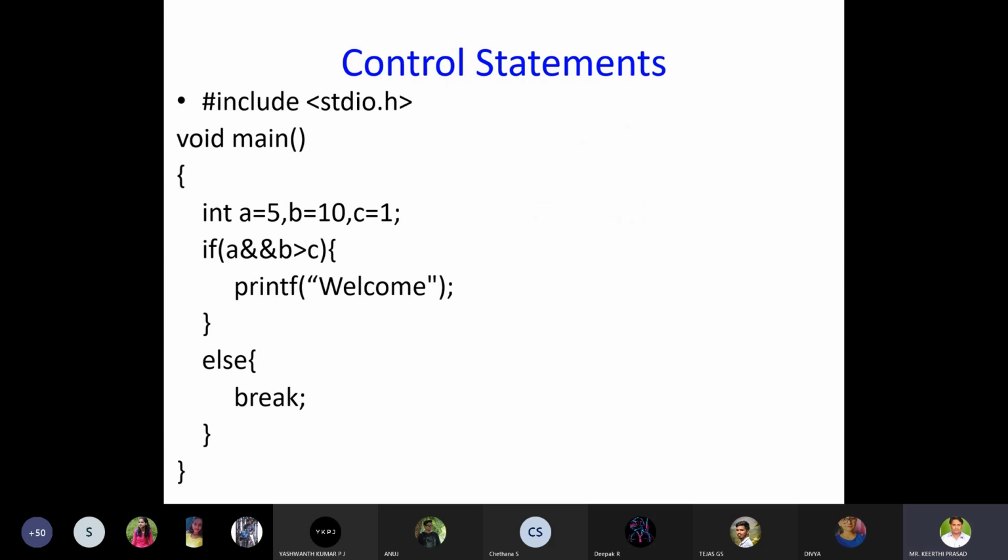Now, just look at this. We are now seeing the questions that may be asked on control statements. The initial values of A, B, and C are given as 5, 10, and 1. Let me check what your understanding is about these conditions. What is the result you are expecting from this code?